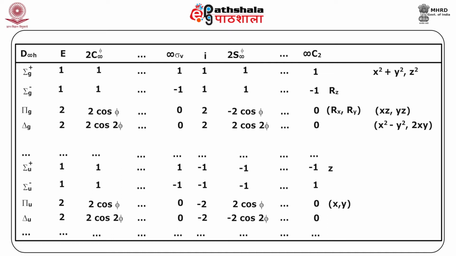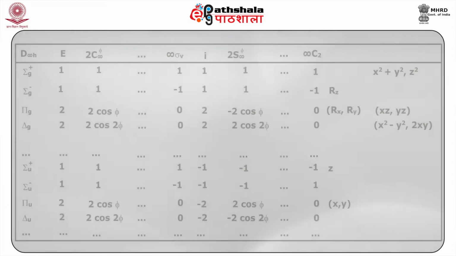And what are the different operations? One is E, the identity operation. The C infinity axis means that you can rotate by any angle along the bond axis and the molecule looks the same, and there are an infinite number of vertical planes passing through all these C infinity axes. There is a center of symmetry which we call i. There is an improper rotation. Again, you rotate the molecule through any angle and then you reflect it in a plane perpendicular to the axis. This is S infinity, and there is also an infinite number of C2 axes.